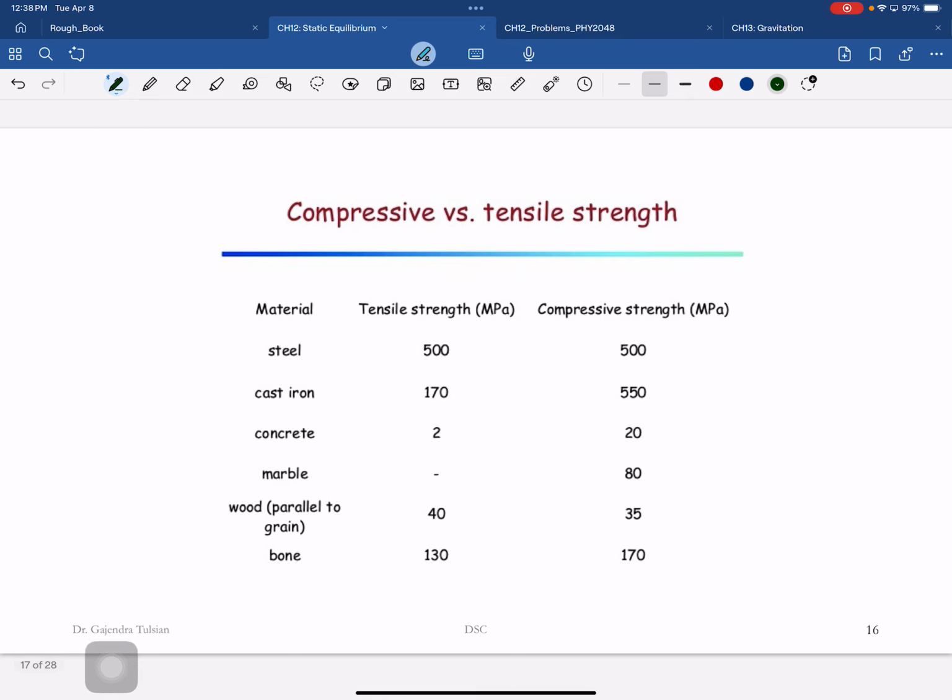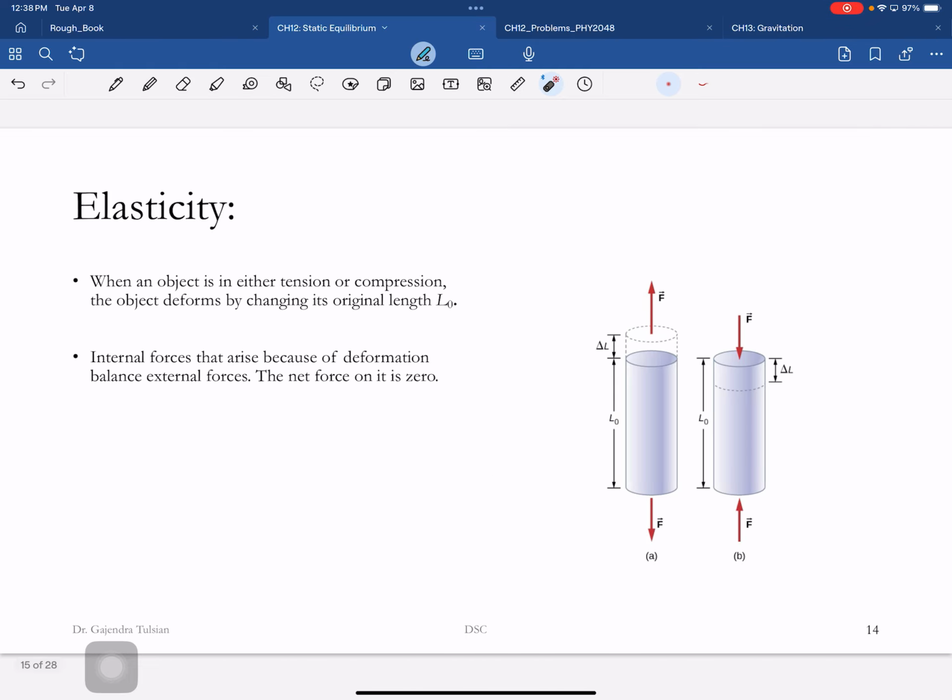All right, so again, where did all that start from? Where did all that analysis start from? When somebody looked at a table like this, you realize that structures are much stronger under compressive forces than tensile forces. All right, so that's what we're going to look at.